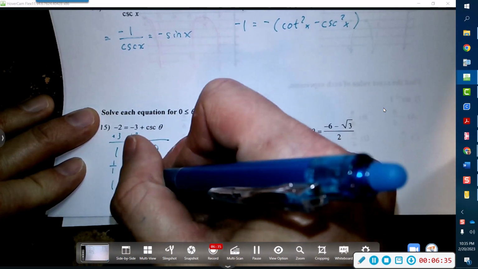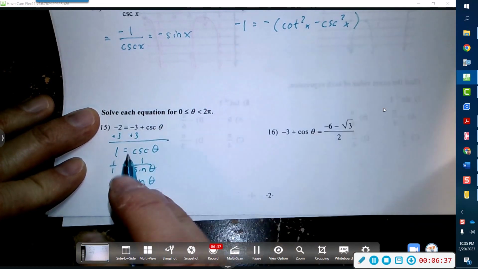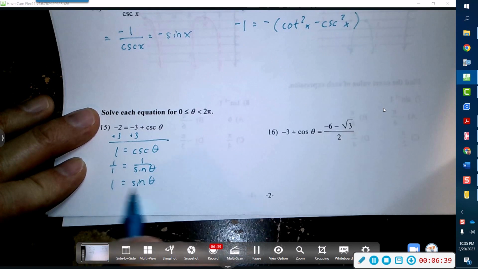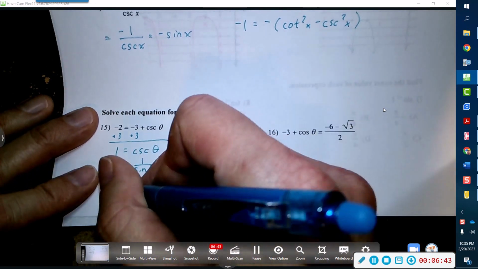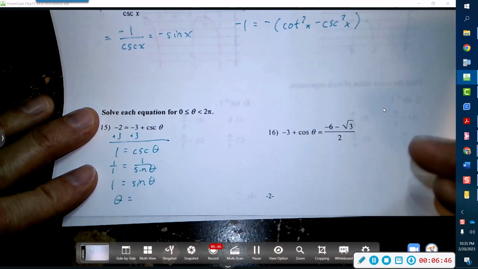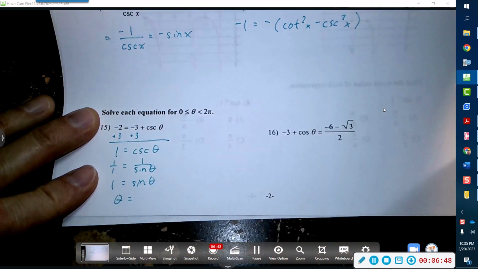Now luckily, wherever cosecant is 1, sine is 1 as well. So we just want to find the angles where sine is 1. So you would go and refer to the unit circle, that's all right here.